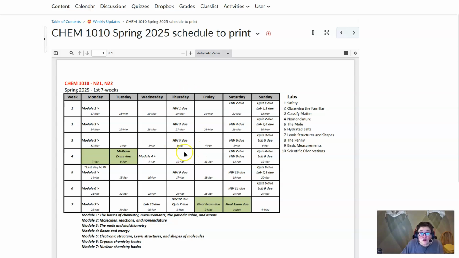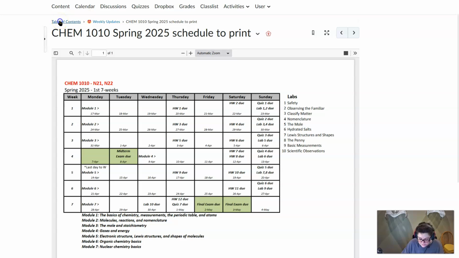Typically, we will have a homework due on Thursday, but because of the short turnaround, because of the midterm, depending on when you get started on it, our homeworks are both due on Saturday. So homework 7 and 8 are due on Saturday. Your quiz is due on Sunday as usual. There's just one lab this week, Lab 6. Lab 6 is hydrated salts, and it's a little different because it has a pre-lab.